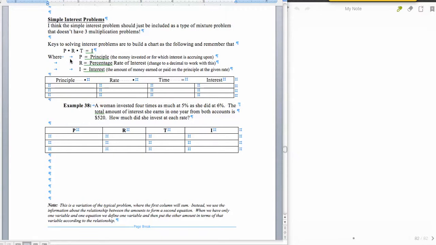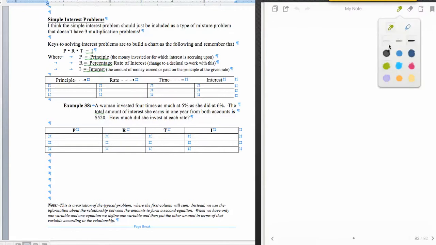So our simple interest formula is principal times rate times time is equal to interest. The principal is the amount of money invested or which interest is accruing upon. The rate is the annual percentage rate. This is always given as an annual percentage rate. And the time is the time in years. It must always be in years because the rate is an annual percentage rate. And the interest is the amount of money that's earned or paid on the principal at the given annual percentage rate. So with that said, let's go ahead and take a look at our first example here, example number 38.